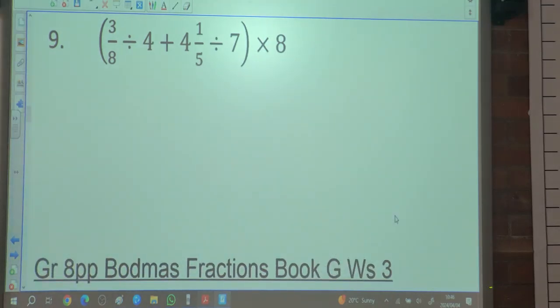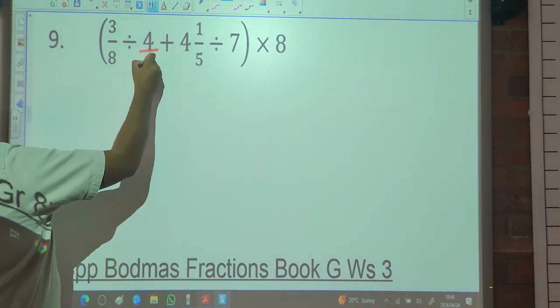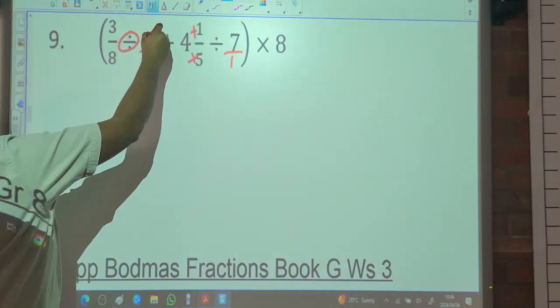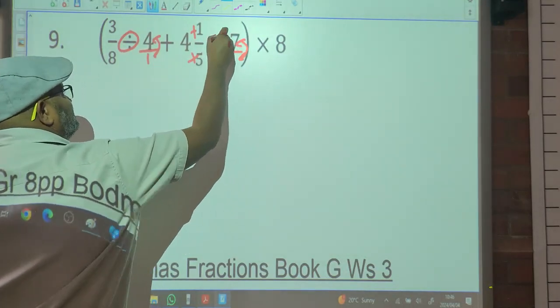Rule number 9, in brackets we have 8 over 3 divided by 4 plus 4 and a fifth divided by 7, close brackets, times 8. Where do we start? Inside the bracket. What must be done inside the brackets? Change mixed numbers into improper fractions, change multiplication to division. We're going to do many things here, not some.